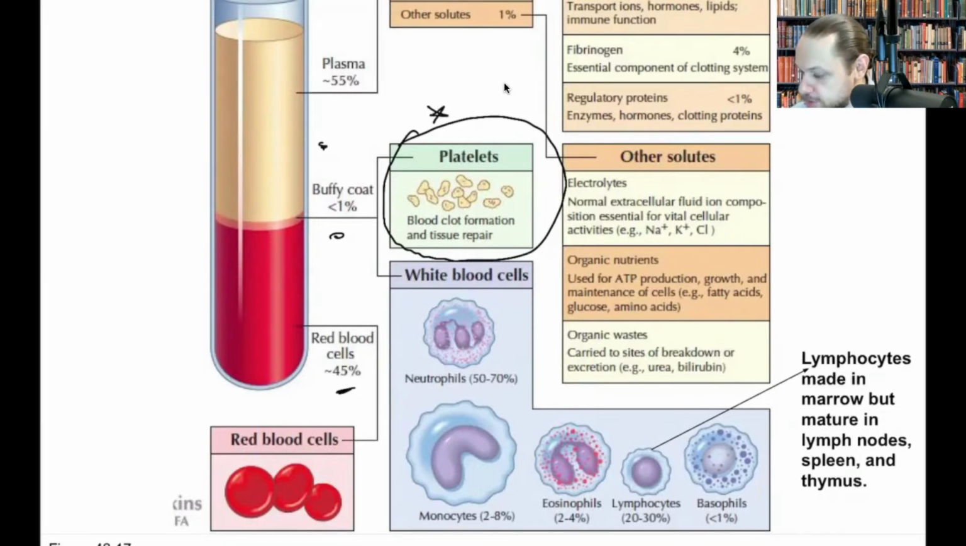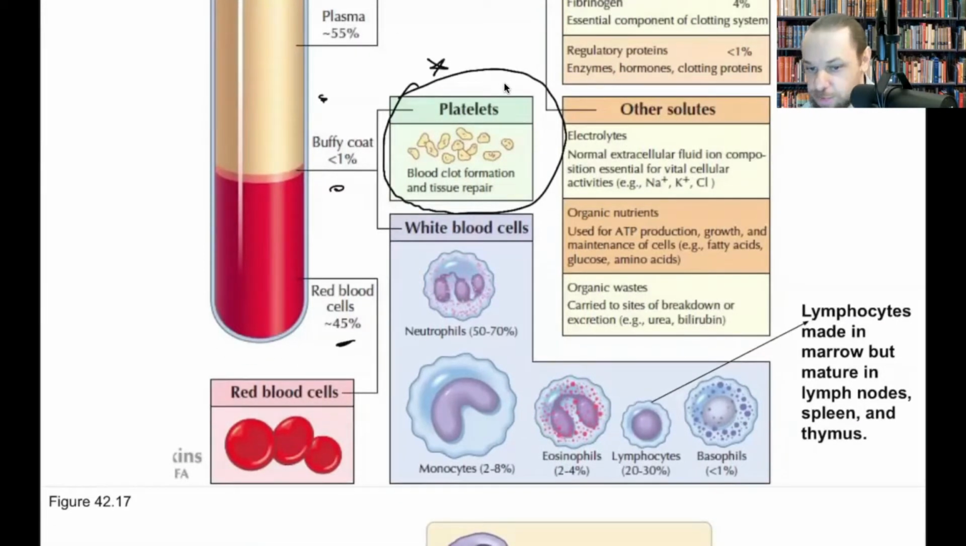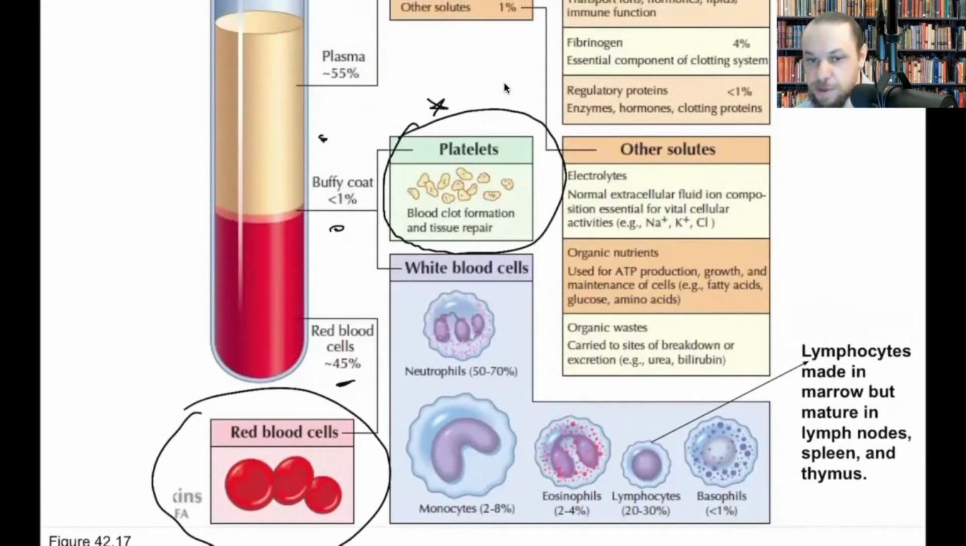The other important cell in your blood is red blood cells, right? So red blood cells are found here. So what's the function of red blood cells? So red blood cells, they're bags of hemoglobin, and they predominantly carry oxygen to the tissues.